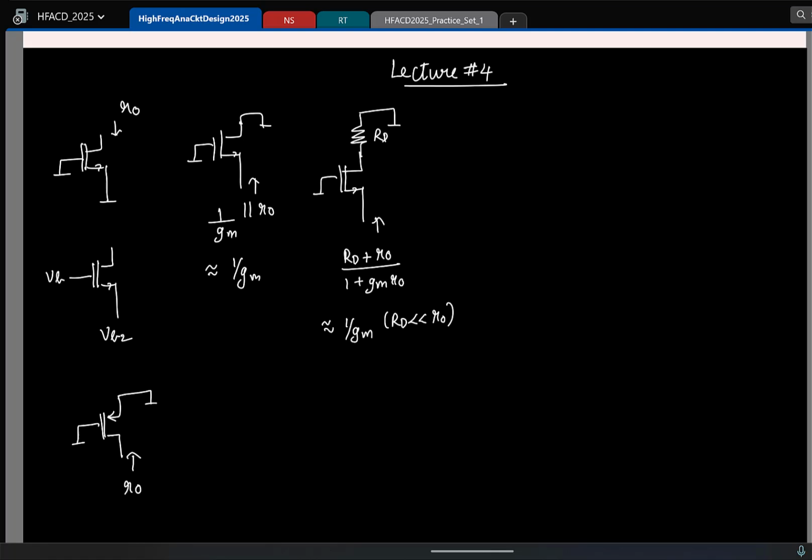Again, the limiting case is what we saw in the first lecture. If RD is infinite, then this is open circuit. If this is open circuit, what is the resistance looking in? Infinite.